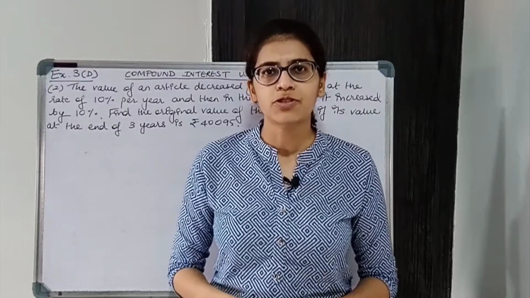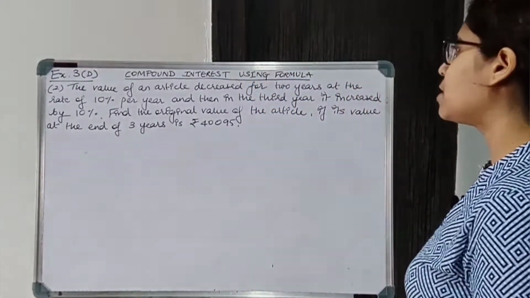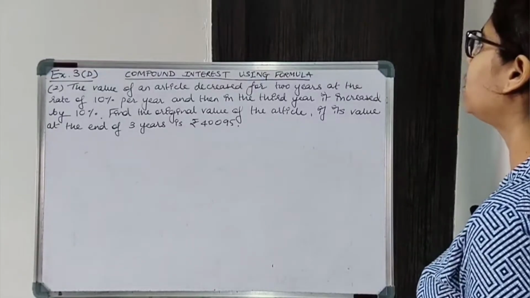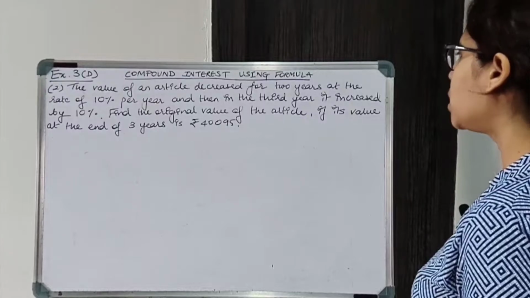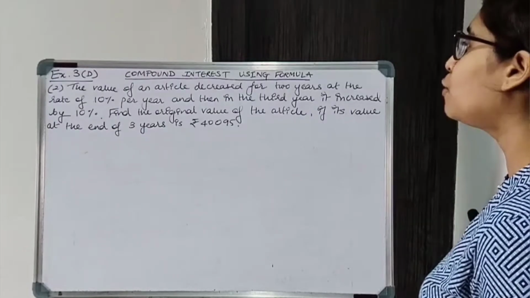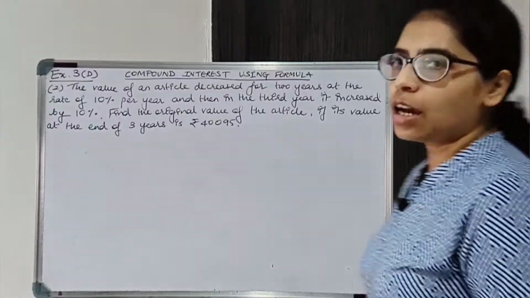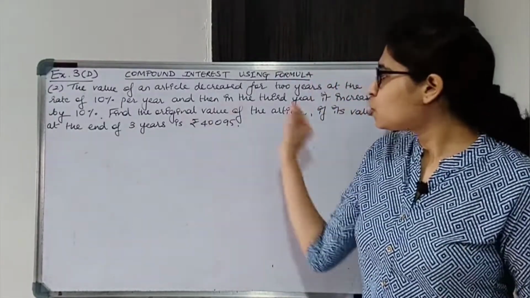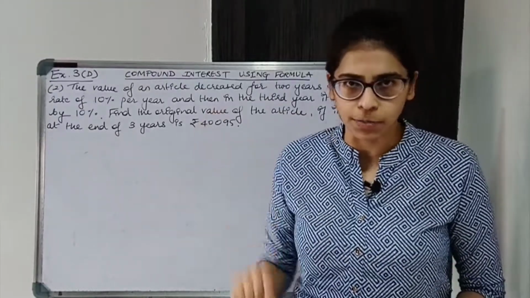Let's read the next question. Question number 2. The value of an article decreased for 2 years at the rate of 10% per year, and then in the third year it increased by 10%. Find the original value of the article if its value at the end of 3 years is rupees 40,095. Now we have to find the original value of the article. So let us assume the original value to be X rupees.